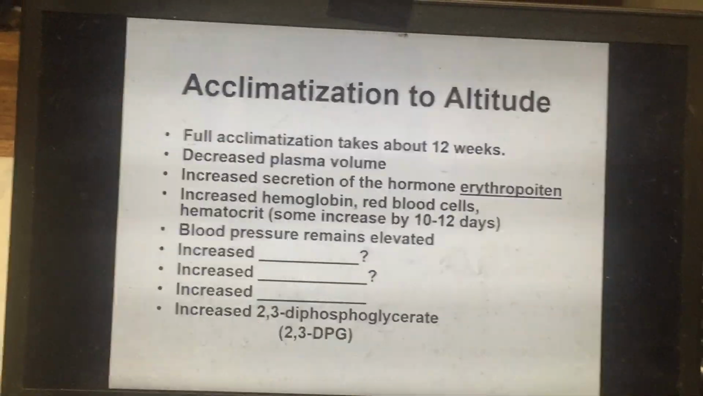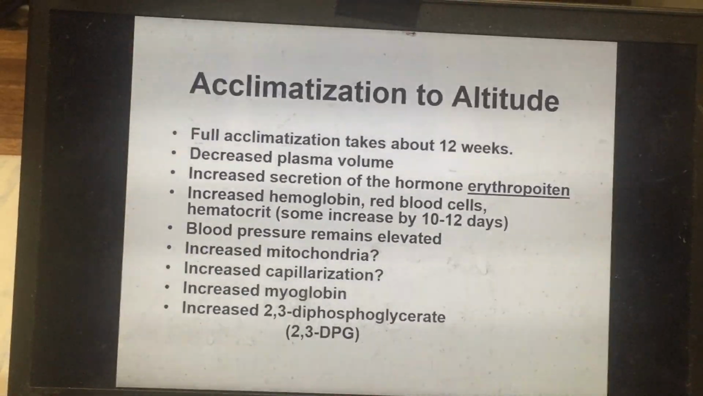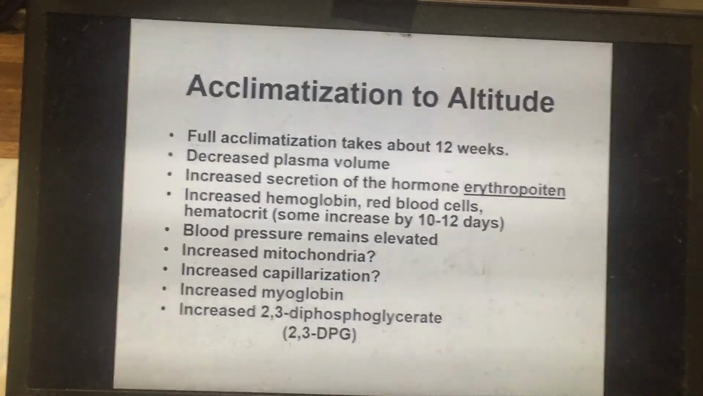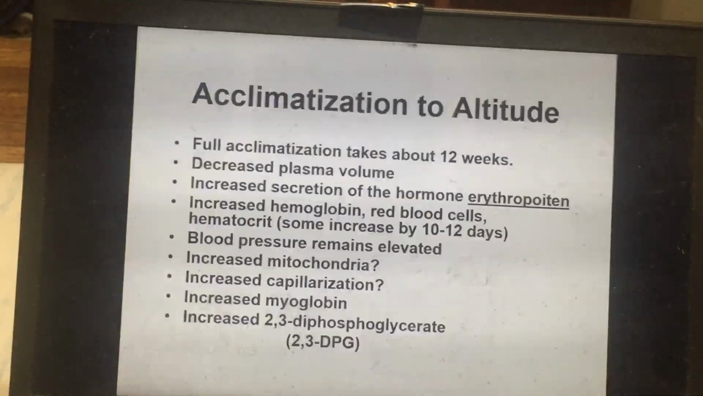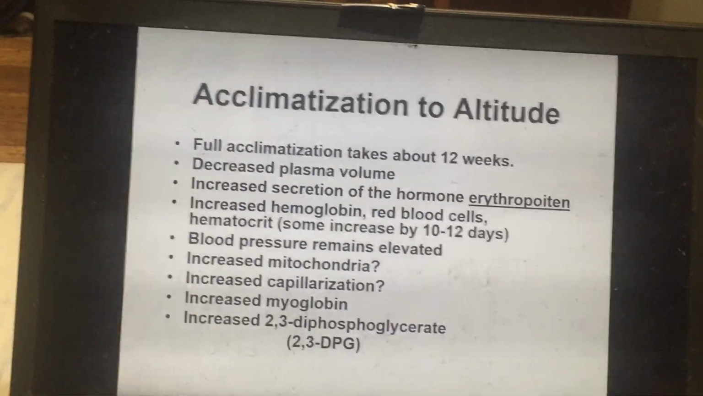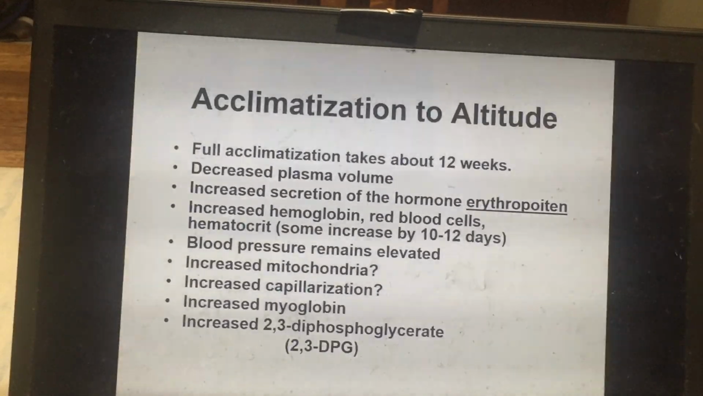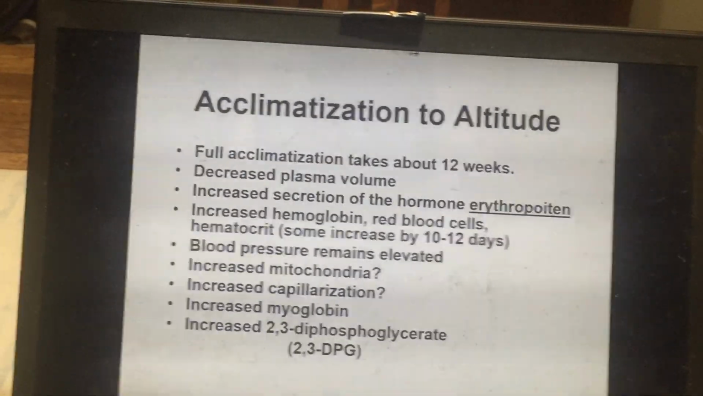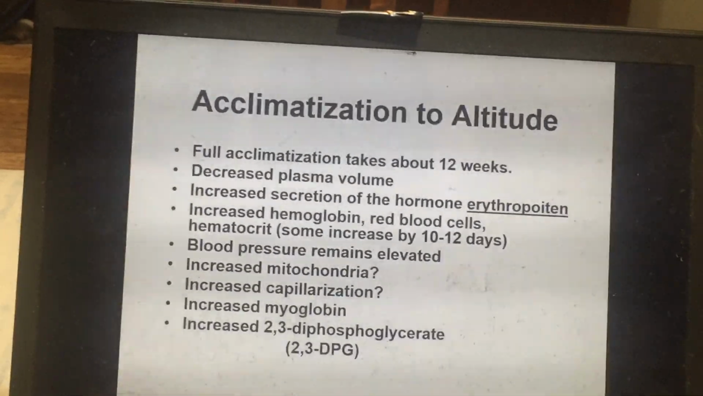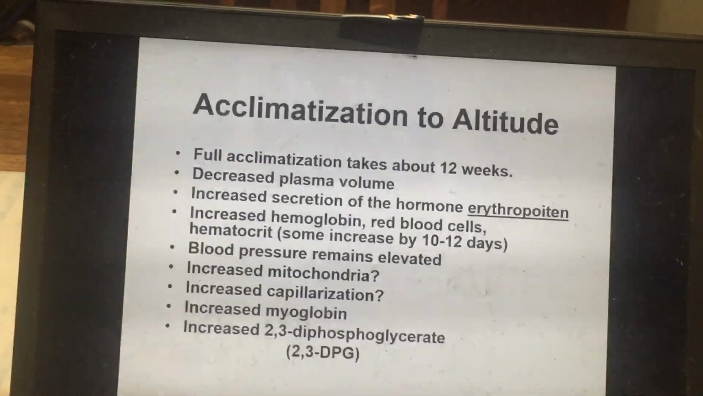Blood pressure remains elevated. At the muscle level, you might get an increase in mitochondria, capillarization, and myoglobin with this chronic exposure to altitude. The studies are mixed with regards to those changes, and that's why I have question marks beside each of these. But this might be a positive adaptation to altitude exposure to increase oxygen utilization at the muscle level.